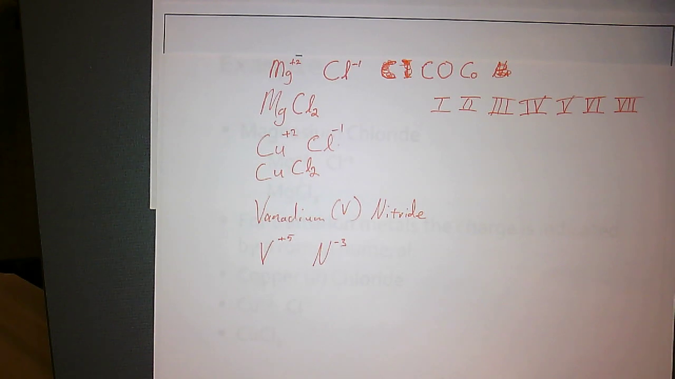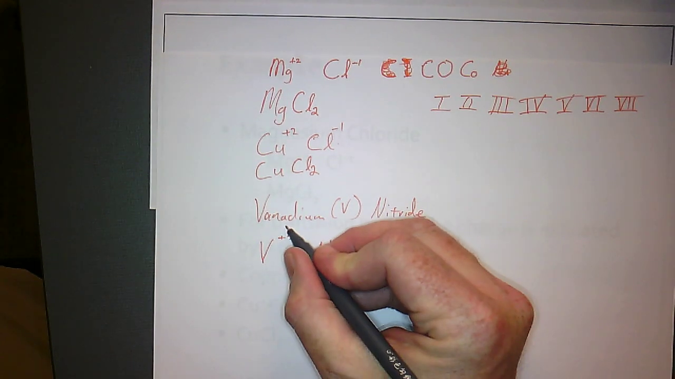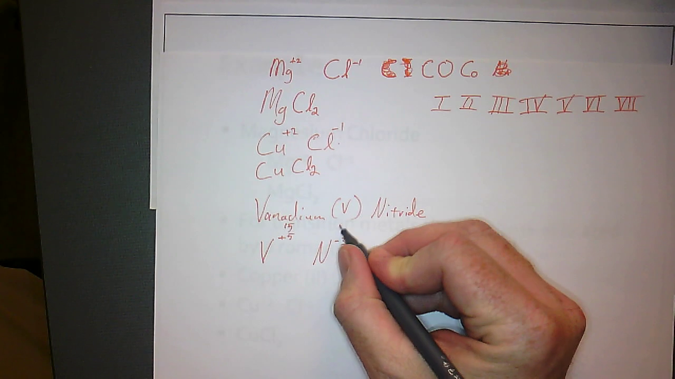Will 3 go into 5? No. So the next thing 5 can go into is 10. Will 3 go into 10? No. Next thing 5 can go to is 15. Could 3 go into 15? Yes. All right, so 15 is our least common multiple.